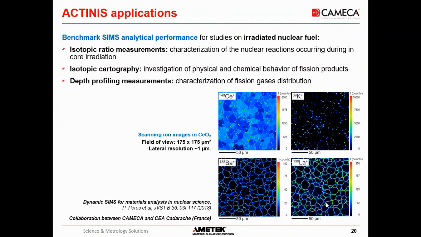You can see an example here. It's data obtained on samples provided by CAMECA. These images were obtained on cerium oxide, which is a known substitute for uranium dioxide. Scanning ion images were obtained with a field of view of 175 by 175 microns, for the species cerium, potassium, barium, and lanthanum. The lateral resolution, which is determined by the primary beam size, was about 1 micrometer.